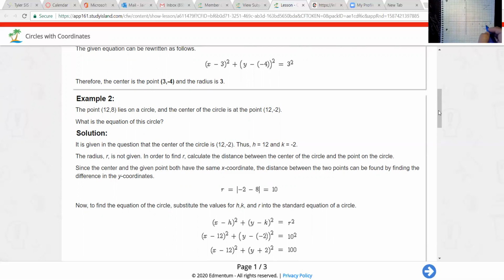So the distance between -2 and 8 is 10. You just count the dots. Count the units. 1, 2, 3, 4, 5, 6, 7, 8, 9, 10. So that would be your radius. And you would use the values of the center, which are these guys, and you would rewrite the equation as (x - 12)² + (y + 2)² = 100.